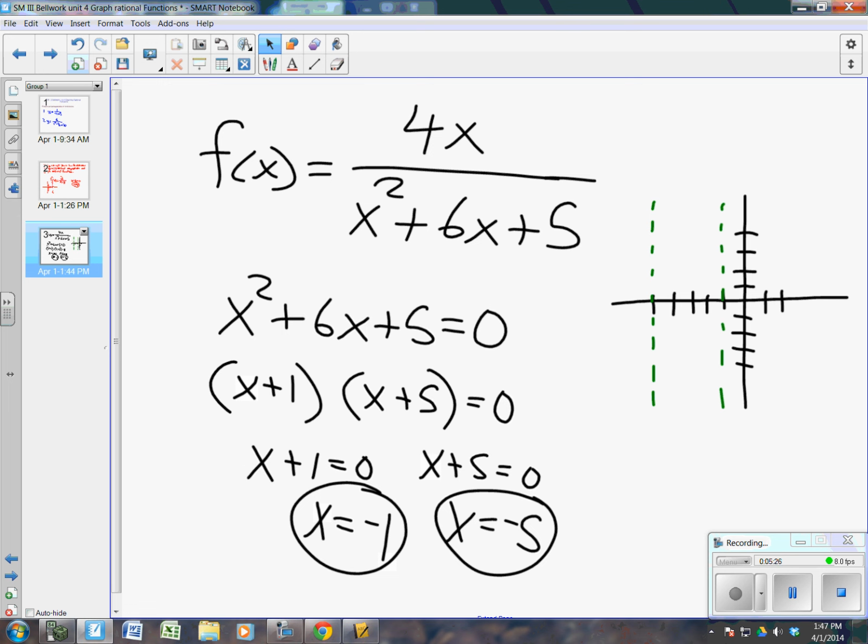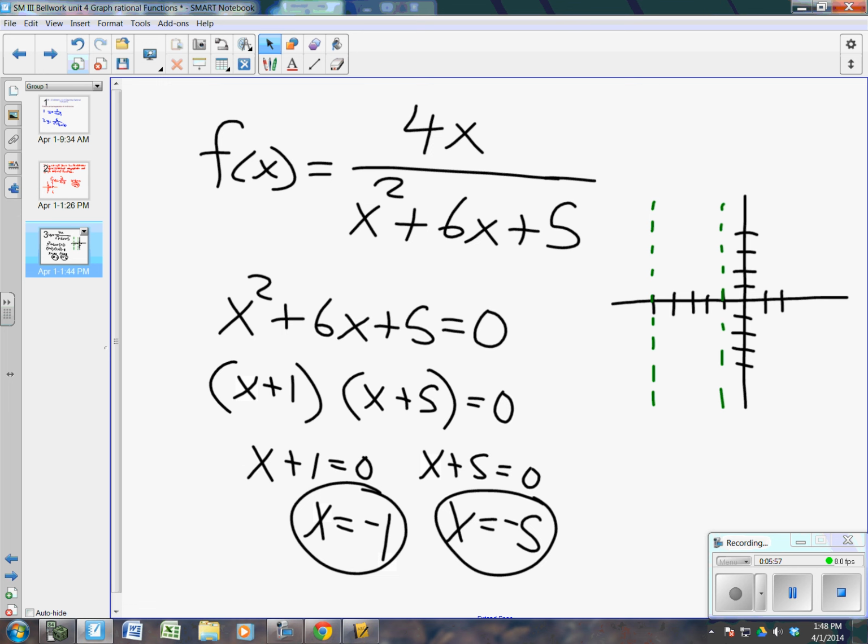Now, you can have as many vertical asymptotes as the denominator is undefined. So if you have a linear polynomial in the denominator, you're going to have one vertical asymptote. If you have a quadratic, you can have up to 2. If you have a cubic polynomial in the denominator, you can have up to 3. It depends on the power inside. You can have a million vertical asymptotes.